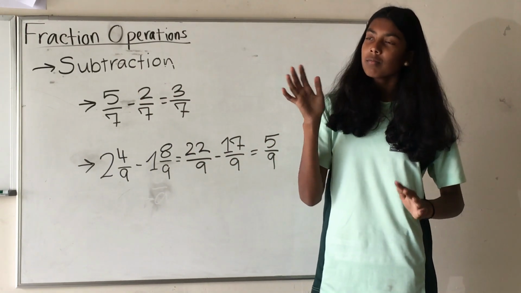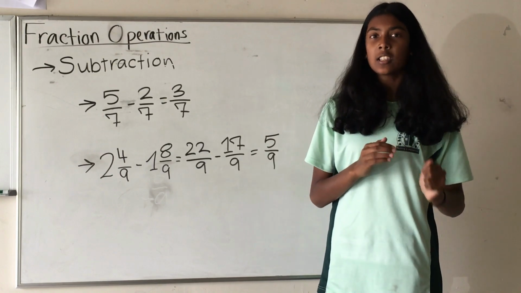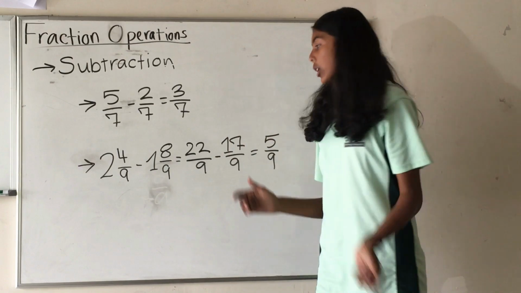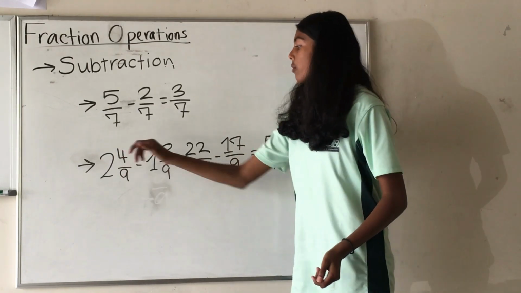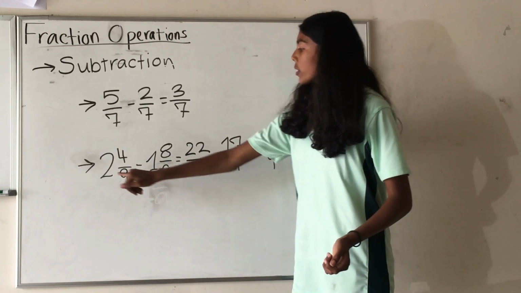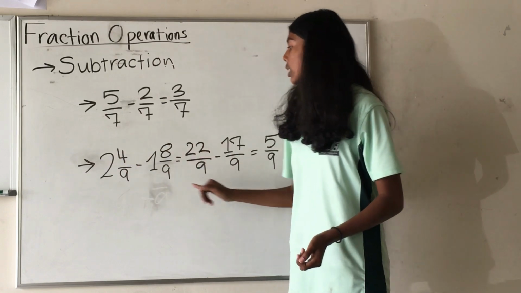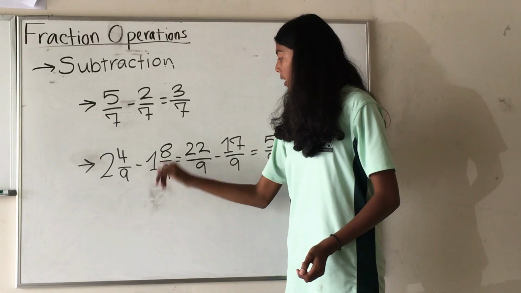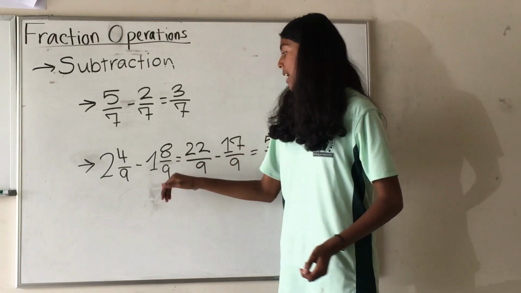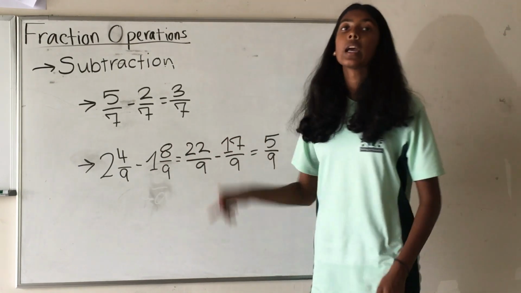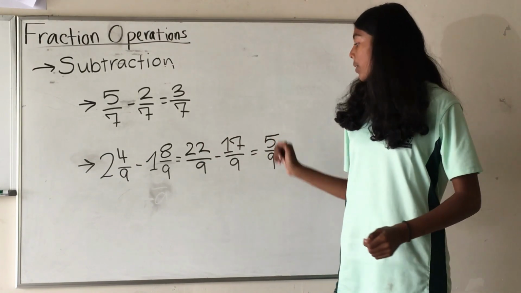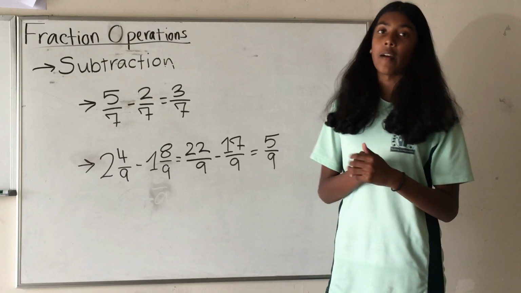Now the next one, like before with the mixed fractions, is going to be pretty weird. And this is how we're going to do it. We have 2 and 4/9 minus 1 and 8/9. We're going to change 2 and 4/9 to 22/9 because 9 times 2 plus 4 is 22. And then 1 and 8/9 to 17/9 because 9 times 1 plus 8 is 17. And then we're going to do 22 minus 17 equals 5. Keep the denominator. Our answer is 5/9.